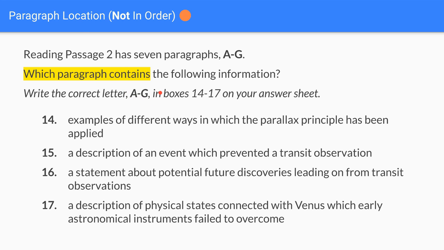In this case, we are talking about 7 paragraphs between A through G. So A, paragraph B, paragraph C, paragraph D, E, F, and G. But even though we have 7 paragraphs, we only have 4 questions. So this means that some of the paragraphs are not going to be used. Out of those 7 paragraphs, we're only going to be using 4 of them. Only 4 of them are going to match up with these 4 questions here.